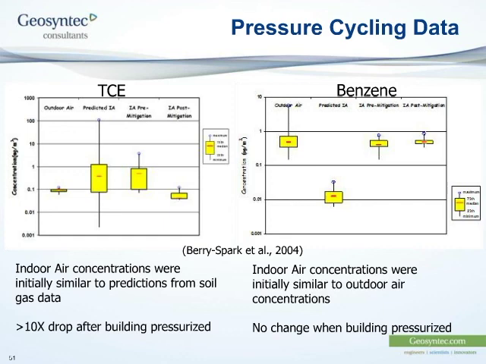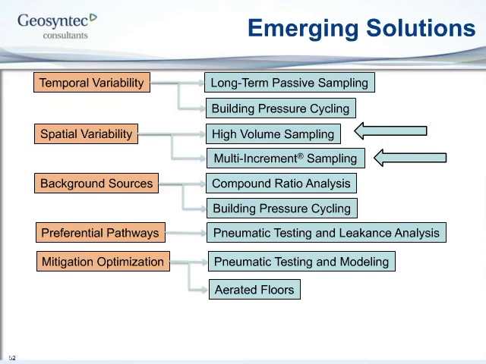Whereas for benzene, the concentrations that we predicted were much lower than what we actually measured under either the pre-mitigation or the post-mitigation scenarios, both of which matched up with the outdoor air concentration. So it's pretty clear that the source of benzene was outdoor air, and the source of trichloroethylene was in the subsurface. And this is work we've been doing since back in 2004.